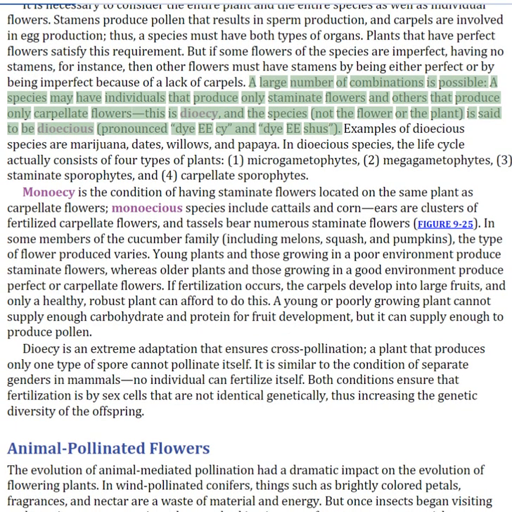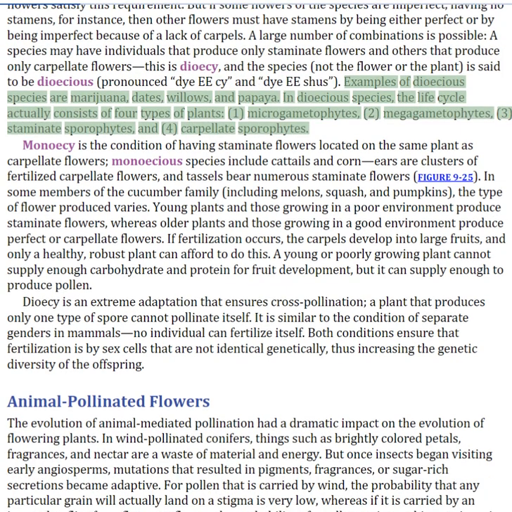A species may have individuals that produce only staminate flowers and others that produce only carpellate flowers. This is dioecy, and the species is said to be dioecious. Examples of dioecious species are marijuana, dates, willows, and papaya. In dioecious species, the life cycle actually consists of 4 types of plants: microgametophytes, megagametophytes, staminate sporophytes, and carpellate sporophytes.